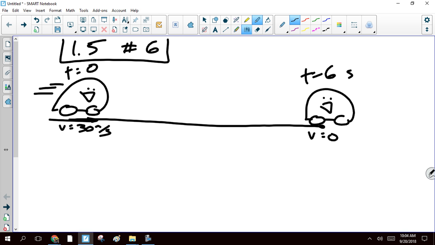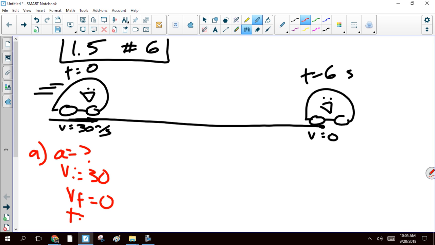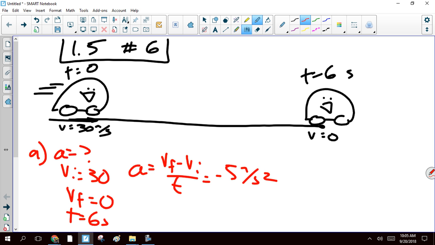So part A says, what is the car's acceleration? So for part A, we want to find the acceleration. We know our initial velocity is 30. We know our final velocity is 0. We know the time is 6 seconds. We know acceleration is Vf minus Vi over t. Plug in your numbers, and you get negative 5 meters a second squared. Everybody cool up to there? Did I do that too fast? Is that a hand up, Ada? Ada, right? Yeah, okay.